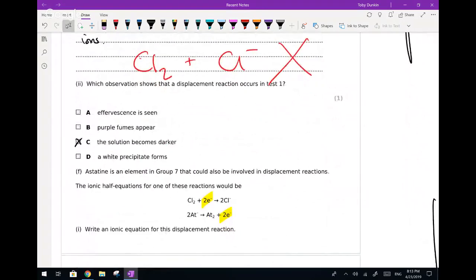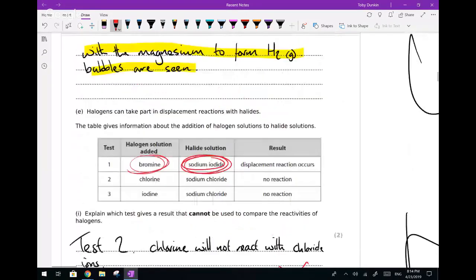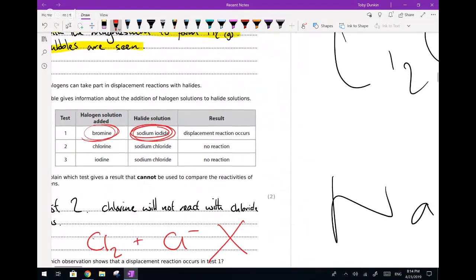Which observation shows the displacement reaction occurred in test number 1? The halogen solution added is bromine. We're going to start off orange with bromine water. We're going to add sodium iodide, and it's going to turn dark brown because we saw earlier that bromine is orange in water, but iodine is brown in water. Well, that equation is going to be bromine water, being orange, reacting with colorless sodium iodide, and it's going to displace it, forming NaBr, which is colorless, and iodine, which is dark brown in water.